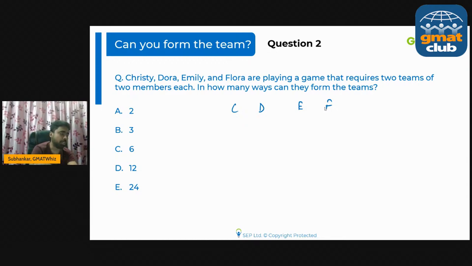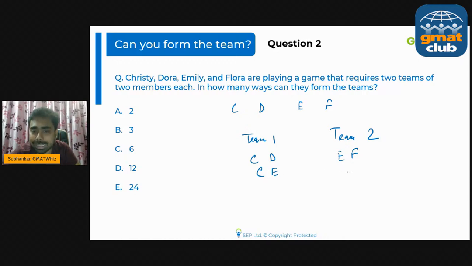Now, let us not solve this question using permutation combination. Let us just find out in how many ways we can do that with brute force. So I'm just finding out all the teams. Say I'm forming team one and another team, team two. If I put C and D here, E and F come here. If I put C and E here, I get D and F here, and if I put C and F here, I get D and E here.